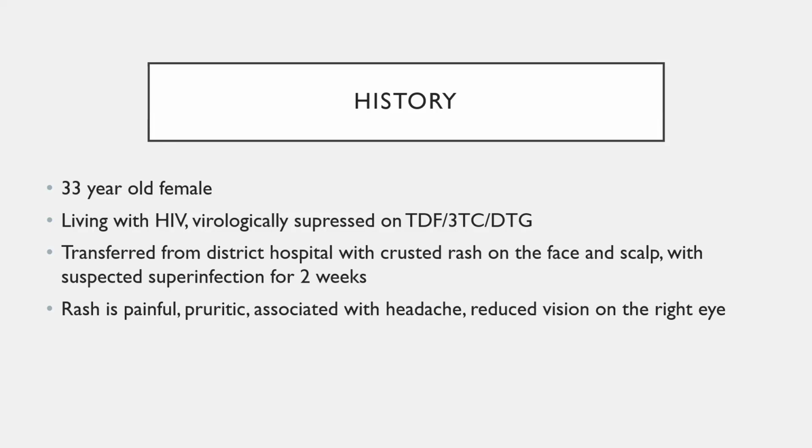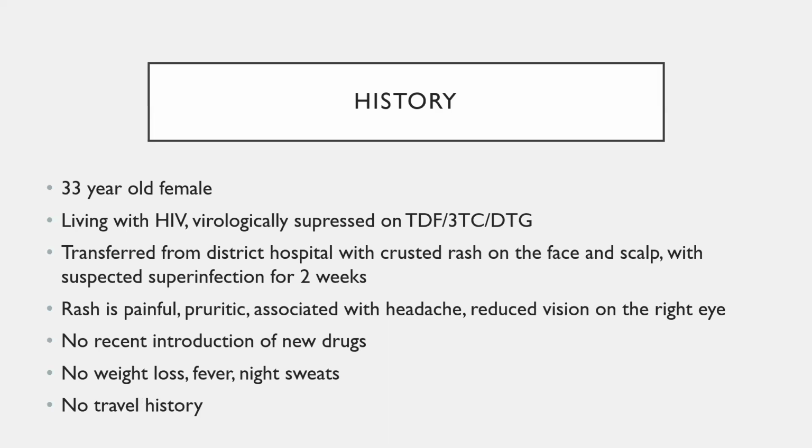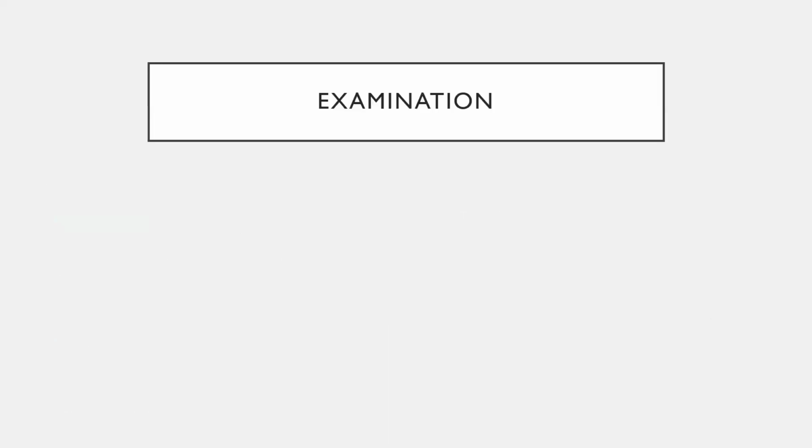The rash was described as painful, pruritic. It was associated with a headache and reduced vision on the right eye. She didn't have any introduction of new drugs or any constitutional symptoms and no travel history. On examination, she was mildly tachypneic. She had a pyrexia of 37.8 degrees.